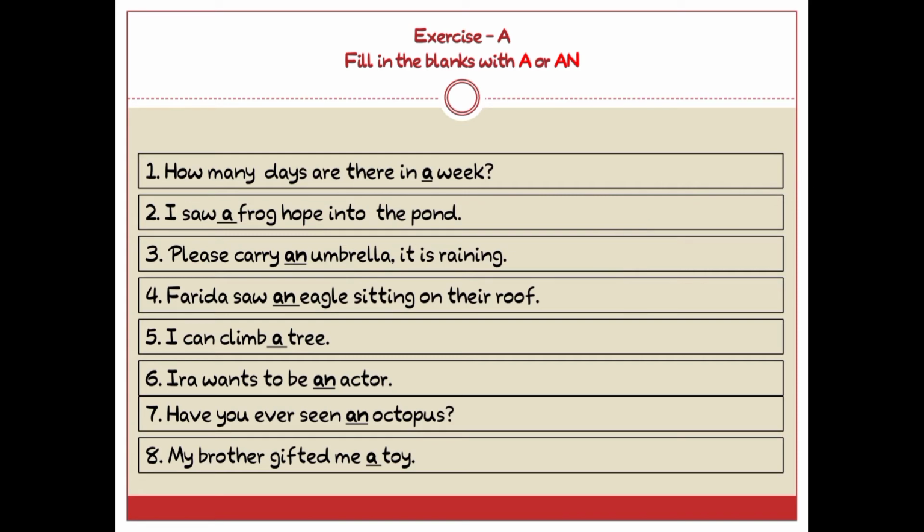Fourth, Farida saw an eagle sitting on their roof. Fifth, I can climb a tree. Sixth, Ira wants to be an actor. Seventh, have you ever seen an octopus? Eighth, my brother gifted me a toy.